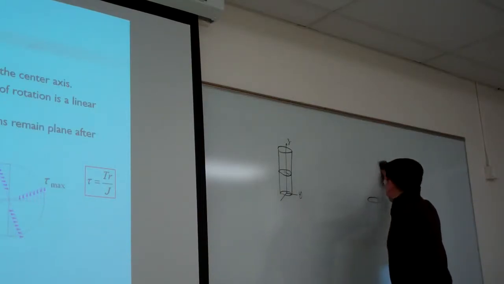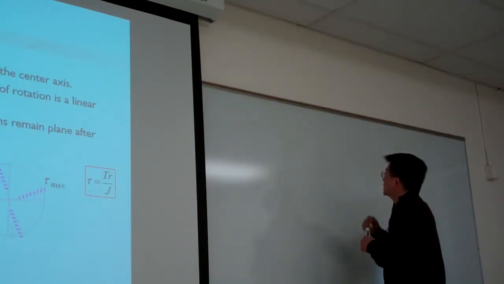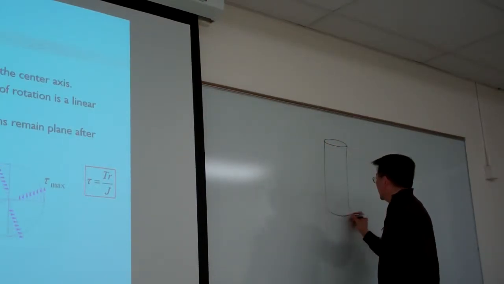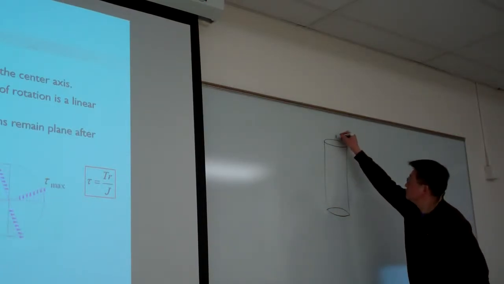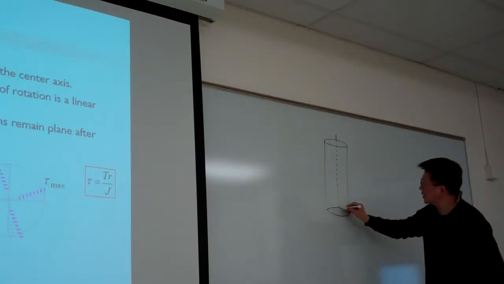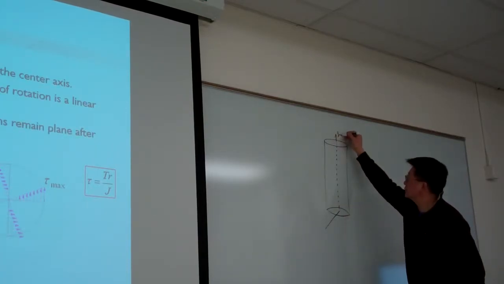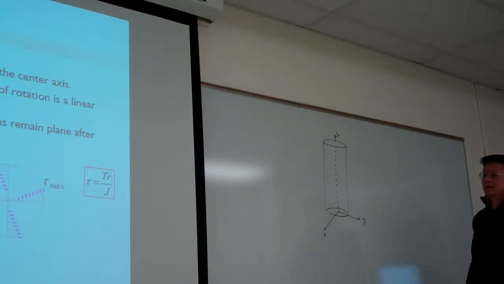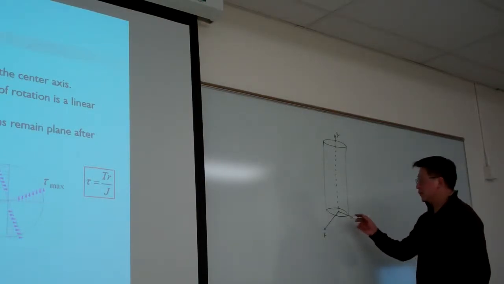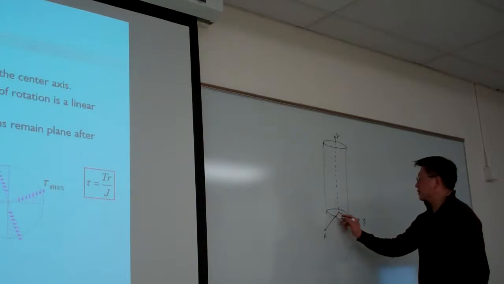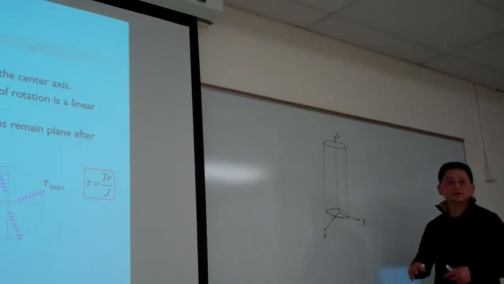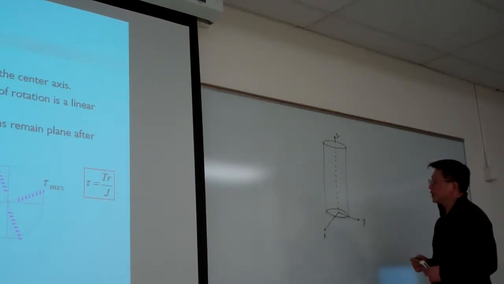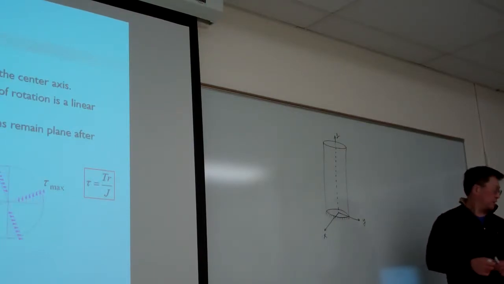Let me make another plot, again using this shaft as an example. This is the axial direction, the z direction, and the x and y directions. For this illustration, let me fix the bottom face. The bottom face is clamped on the ground.